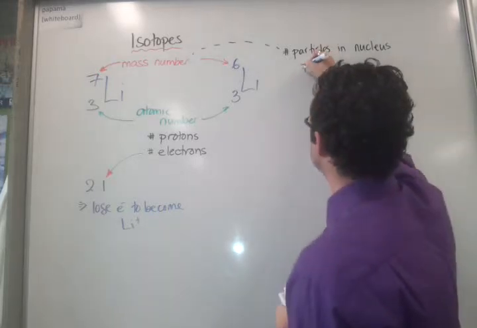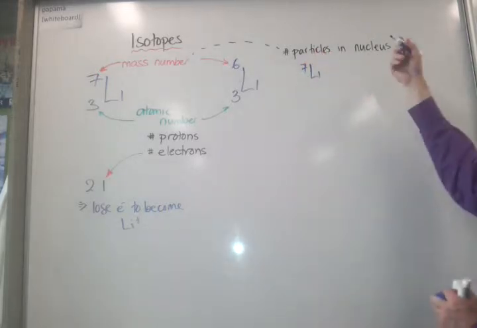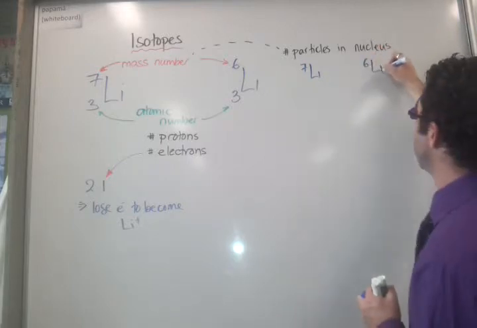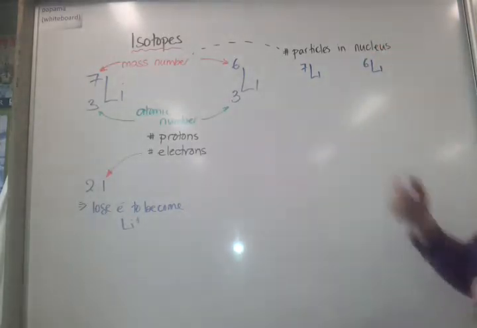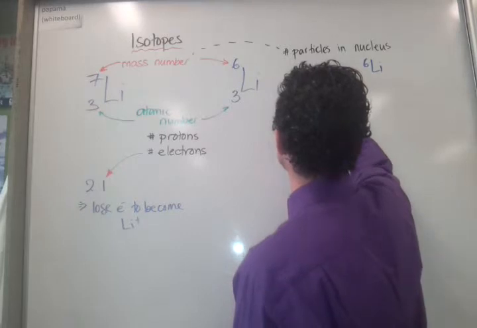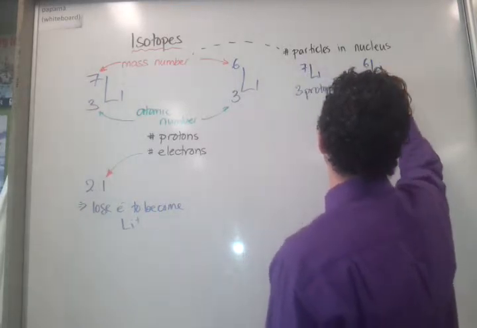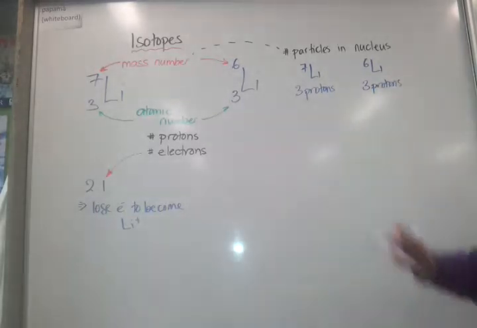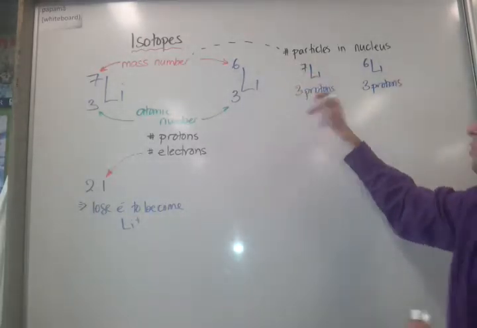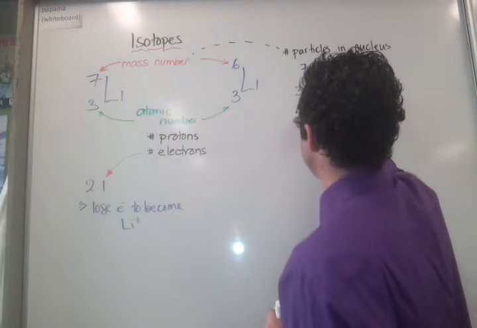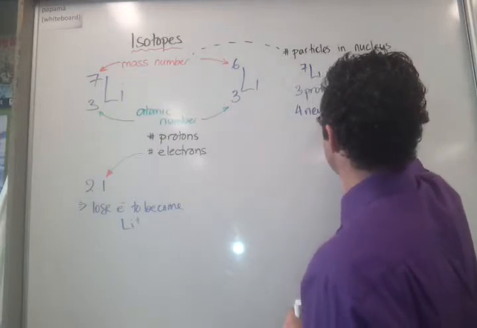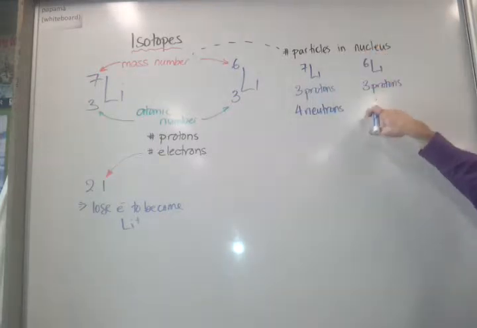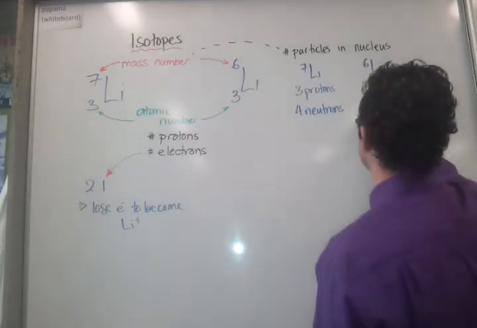So in lithium 7, and I'm going to ignore the 3 this time, and in lithium 6, I can say that they have both got 3 protons. And now it's just a bit of a subtraction. 7 minus 3 equals 4. So it must have 4 neutrons. Whereas this one, 6 minus 3, has 3 neutrons.